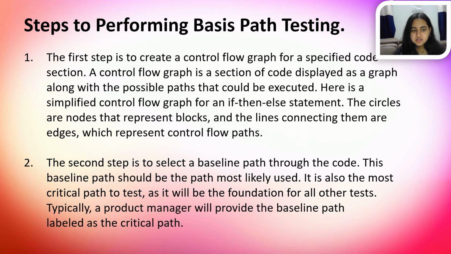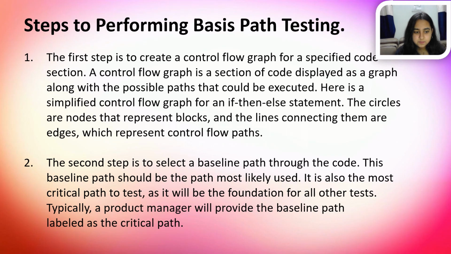Next, these are the steps. Steps to performing basis path testing. The first step is to create a control flow graph for a specified code section. A control flow graph is a section of code displayed as a graph along with the possible paths that could be executed. Here is a simplified control flow graph for an if-then-else statement. The circles are nodes that represent blocks, and the lines connecting them are the edges which represent control flow paths.